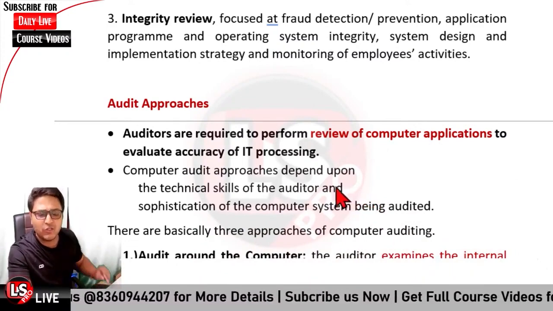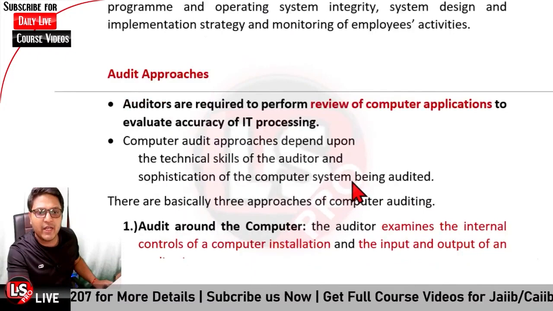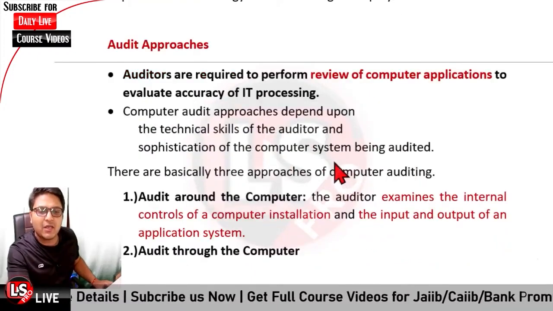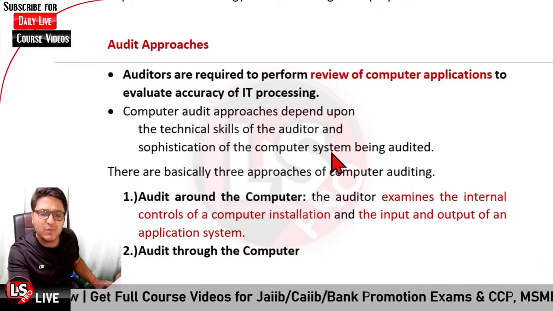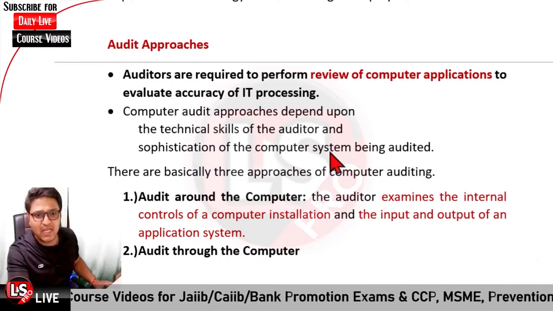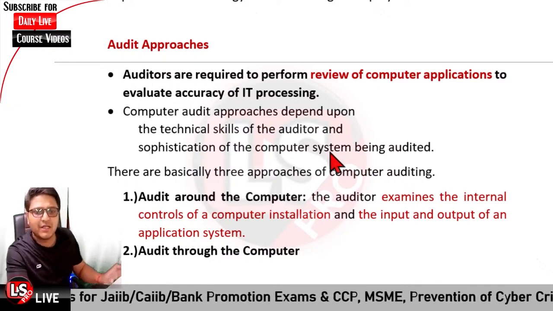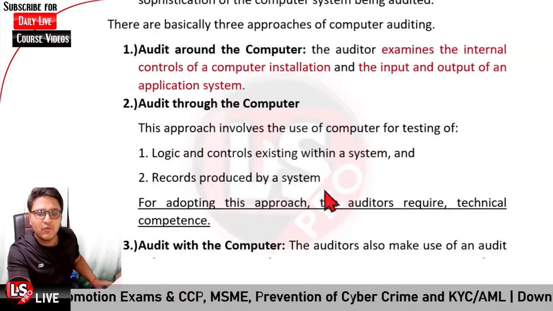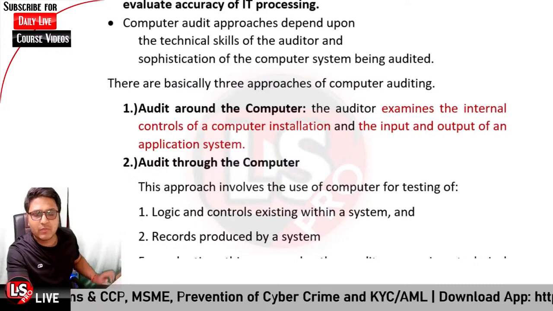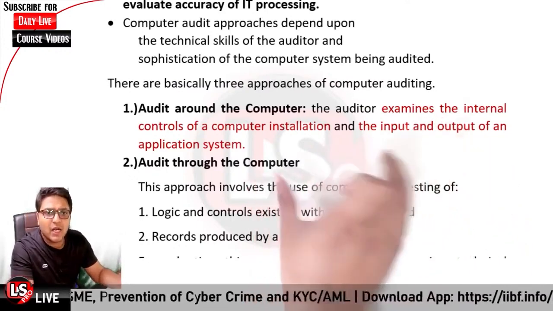So there are basically three approaches of computer auditing. The first approach is audit around the computer. Very importantly, these questions have been asked many times in the exam itself: what is audit around the computer, or audit through the computer, or audit with the computer. Okay, so what is audit around the computer?